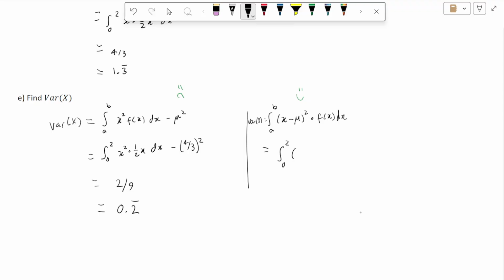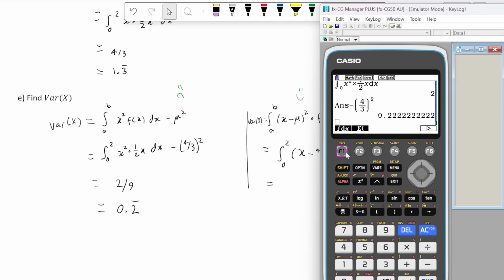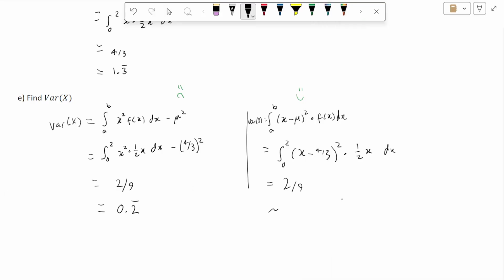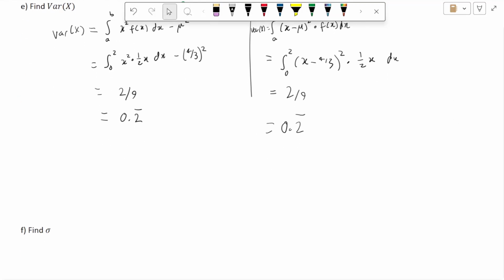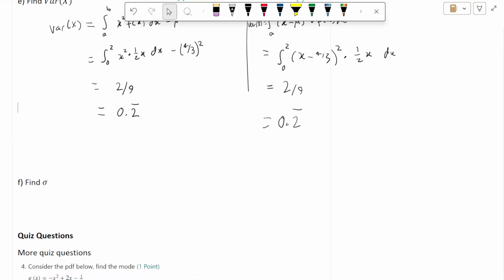This is 0 to 2, x take 4/3 all squared times the function half x. We'll see how that works. So if we do that, let's see, integral. So it's x take 4/3, square it, and then timesing it by a half x. And we're going to integrate from 0 to 2, and I should get the same answer. So 2 over 9, or exactly equal to 0.2 recurring. Groovy. All right. So yeah, use whichever one you're comfortable with.